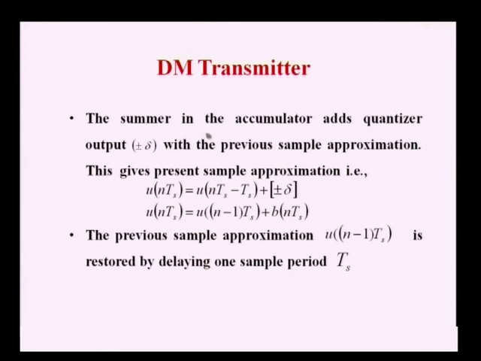The summer in the accumulator adds the quantizer output with the previous sample approximation, and this gives the present sample approximation u, that is, this is for the transmitter, this is nothing but the current sample. So, u of n Ts is u of n Ts minus Ts plus or minus del. So, this is nothing but the bit generated.